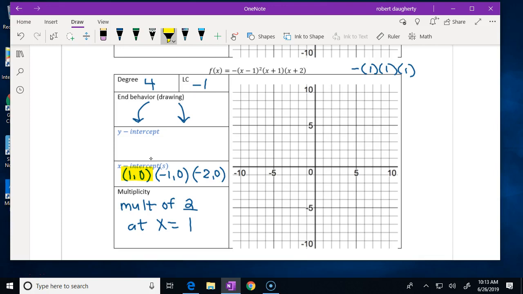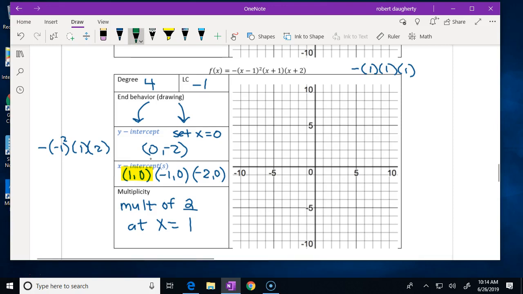And the y-intercept, how do I find the y-intercept? Remember, the y-intercept is what you get when you set x equal to 0. So if I set x equal to 0, I'm going to get negative of -1 squared times 1 times 2, and this is going to be -2. So (0, -2) is going to be the y-intercept. So I have everything I need.